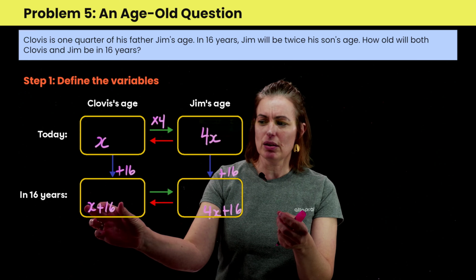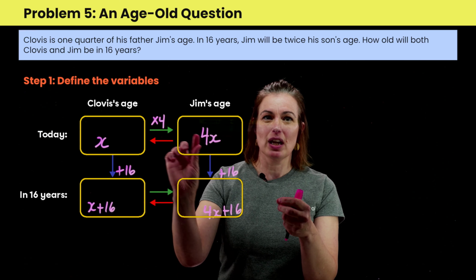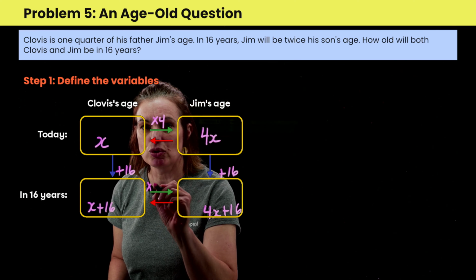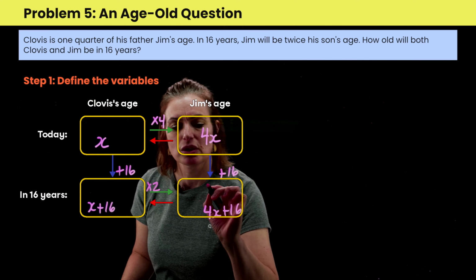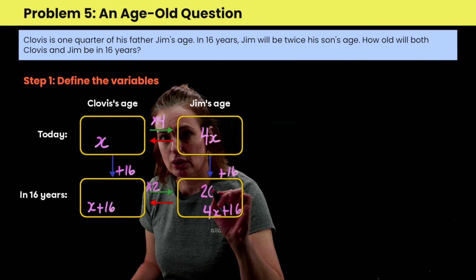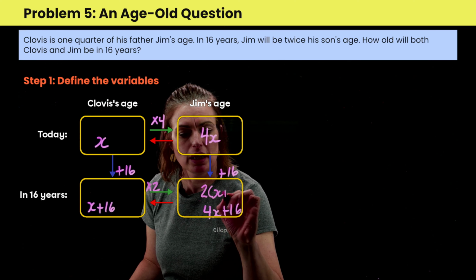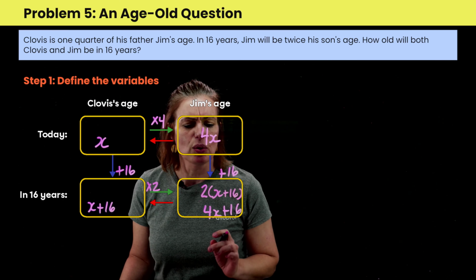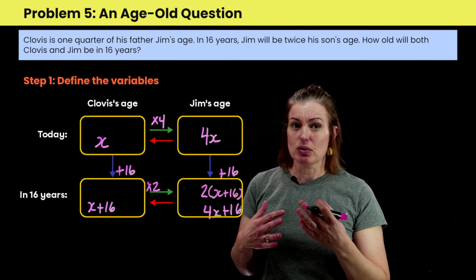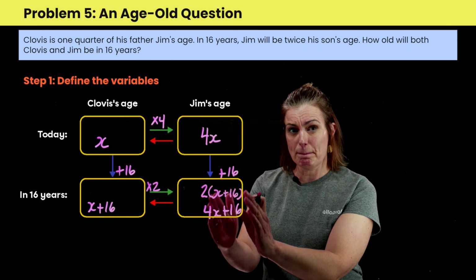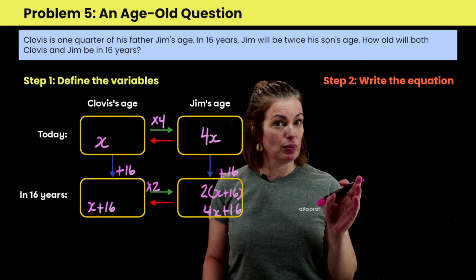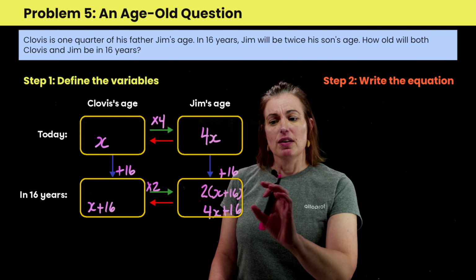So if I take Clovis's age in 16 years and multiply that by 2, then I get another statement about Jim in 16 years. And that would be 2 times Clovis's age, x plus 16. Okay, so that seems a little weird to have 2 expressions written in one box like that.